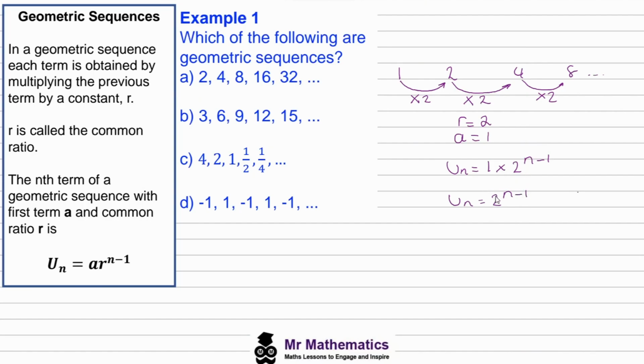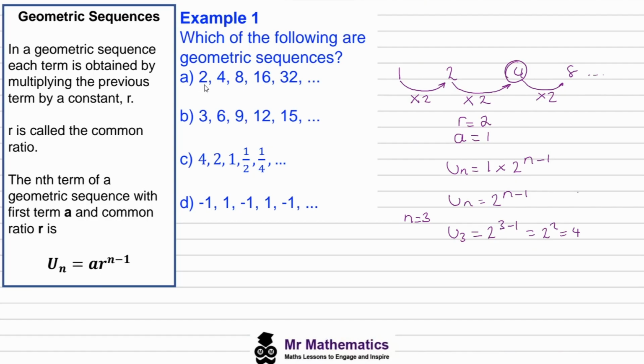And we can show how this works. If we say that n is equal to 3, well in this case, u of 3, the third term in the sequence, will be equal to 2 to the power of 3 minus 1. 3 minus 1 is 2, and 2 squared does make 4. And you can see that 4 is the third term in this sequence. Okay? So in example 1, which of the following are geometric sequences?